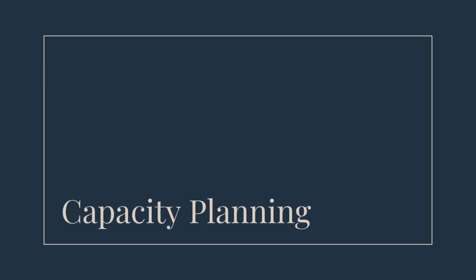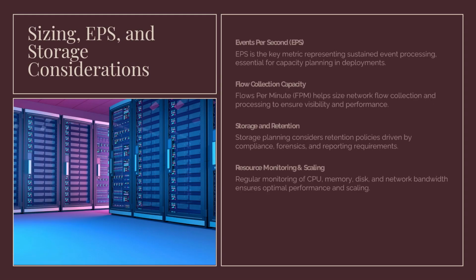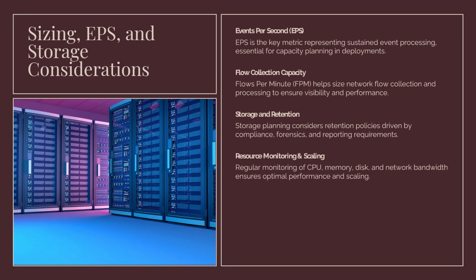Capacity planning, sizing, EPS, and storage considerations. Events per second (EPS) is the key metric representing sustained event processing, essential for capacity planning in deployments. Flow collection capacity: flows per minute (FPM) helps size network flow collection and processing to ensure visibility and performance.